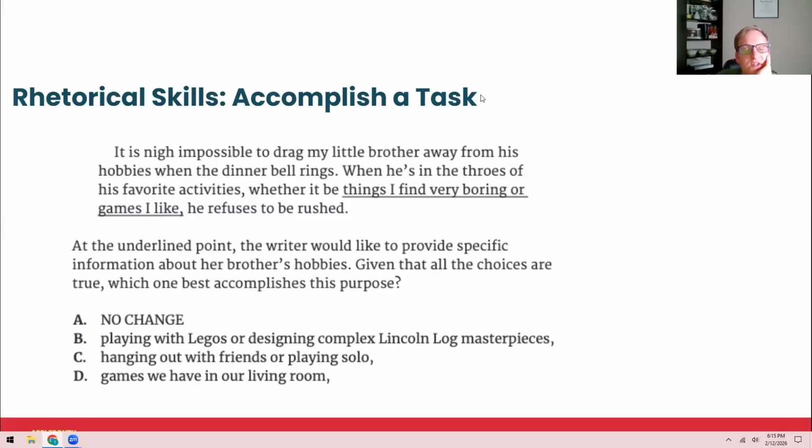This question is just saying we want to provide specific information about the hobbies. This is very easy. You want to have blinders on and just think, oh, specific. Which answer has the most specific information? A is kind of general. B is incredibly specific and definitely our right answer. And then C and D are, again, too general. So we don't need to think necessarily about writers or what we would put in, but just accomplishing a task kind of robotically. So this one would definitely just be B, as in boy.